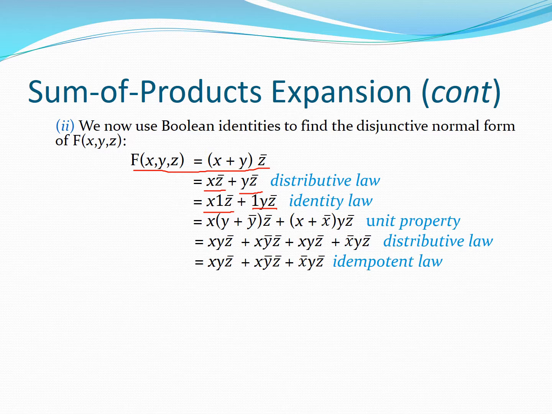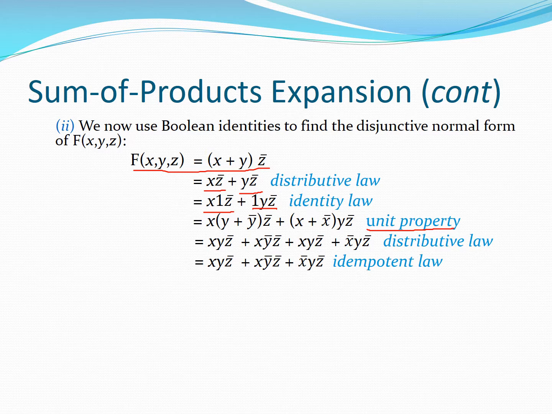So we are using the identity law and multiplying the term x z bar by 1 because it's going to just give you back x z bar. Now what are you going to do next? You are going to use the unit property, which tells you that if you take any variable and add it to its complement, it is going to give you back 1. For example, y plus y bar is equal to 1, z plus z bar is equal to 1, and x plus x bar is equal to 1.